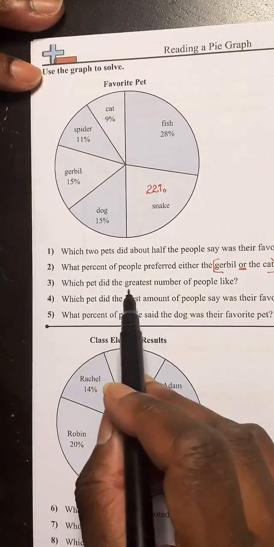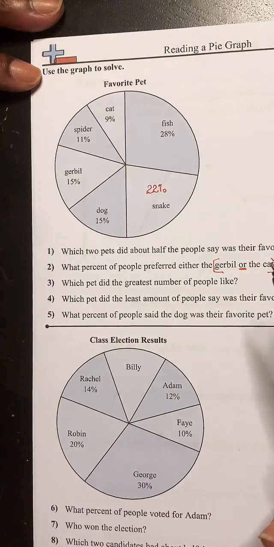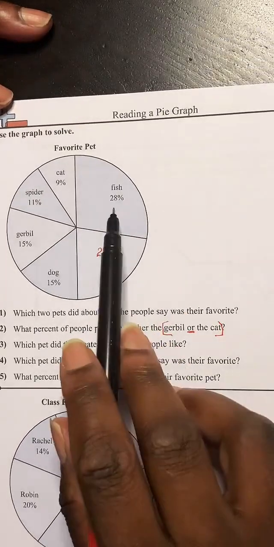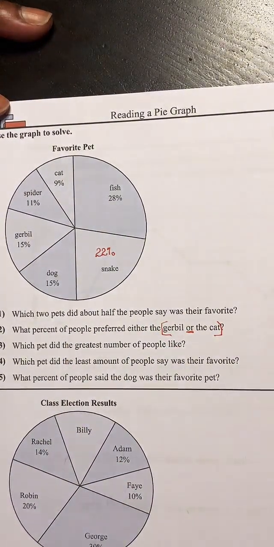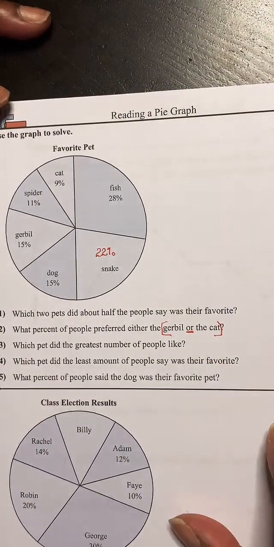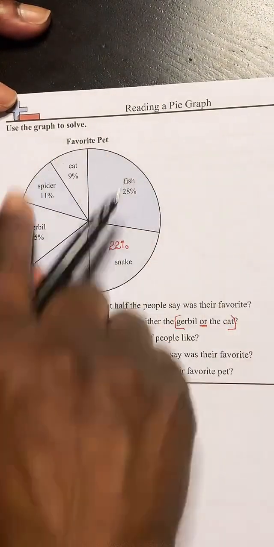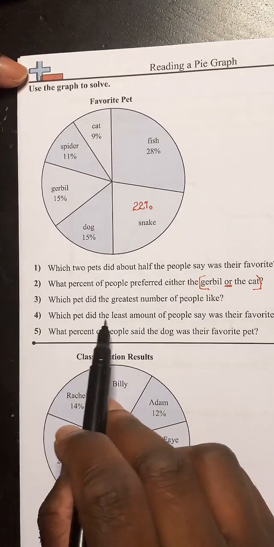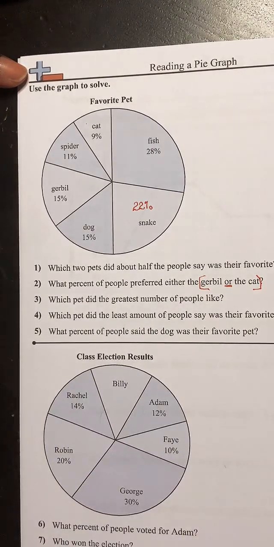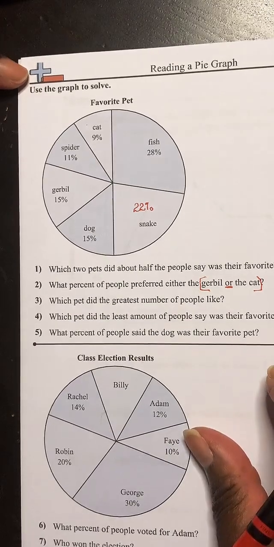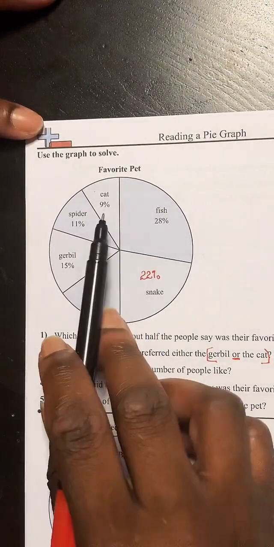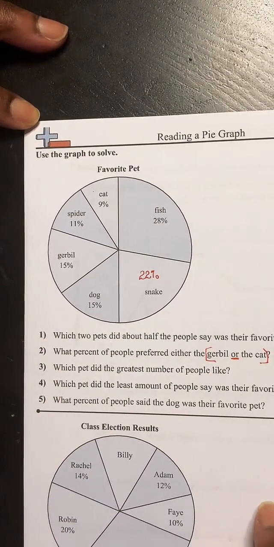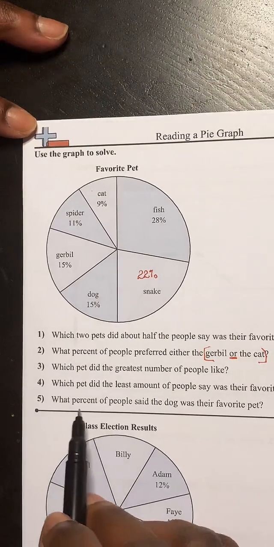So which pet did the greatest number of people like? We're looking at our percentages, and it looks at fish at a whopping 28%. So you see how you're just basically using your circle to answer your questions. That's basically it. Which pet did the least amount of people say were their favorite? So we're looking for the lowest percent. The lowest percent was cats. I don't believe that. All right, can't say it too loud for the cats in the other room.